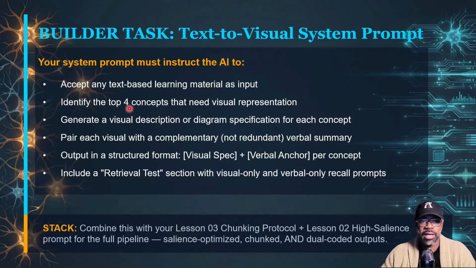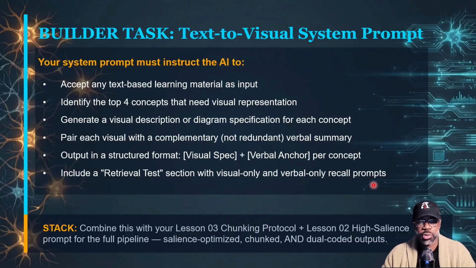Then you need to identify the top 4 concepts that need visual representation. Now, you maybe can do this by just skimming through that text-based learning material, or maybe you prompt the AI to do that for you. I'll leave that up to you, builders. And then you'll generate a visual description or diagram specification for each concept. Then you'll pair each visual with a complementary, not redundant, again avoiding redundancies as much as possible, verbal summary, output in a structured format, visual spec and verbal anchor per concept. And then finally, include a retrieval test section with visual-only and verbal-only recall prompts.